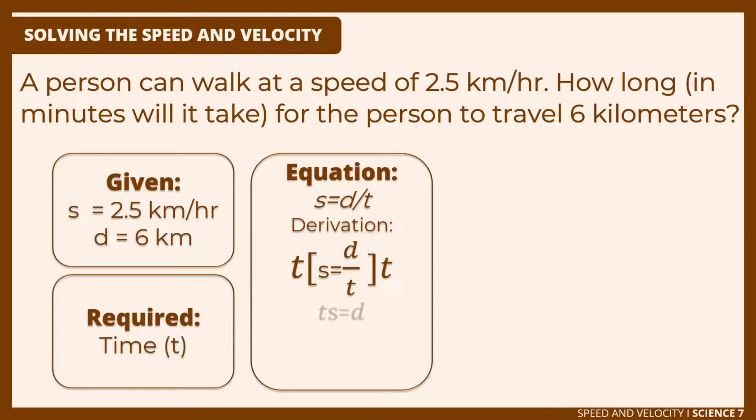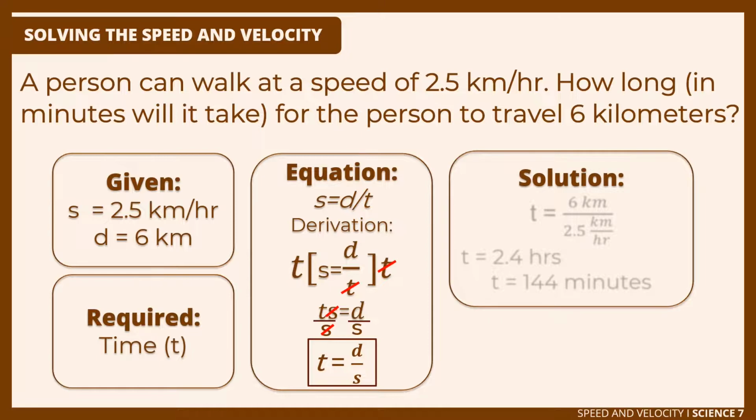Again, from the standard formula, multiply both sides by time to cancel the time below the distance. Then the equation will become distance equal to time times speed. In this case, we need to divide both sides by speed to cancel the speed beside time. So, the formula now is time is equal to distance over speed. Use this derived formula to solve for the missing value.